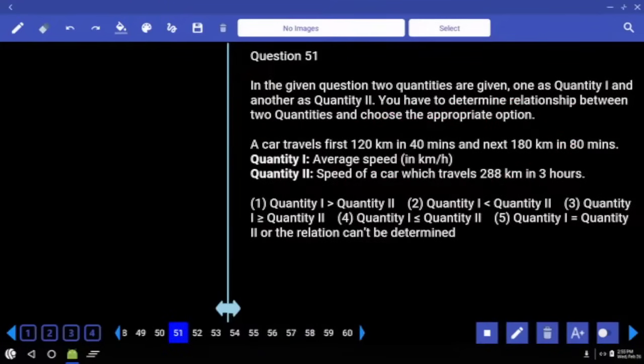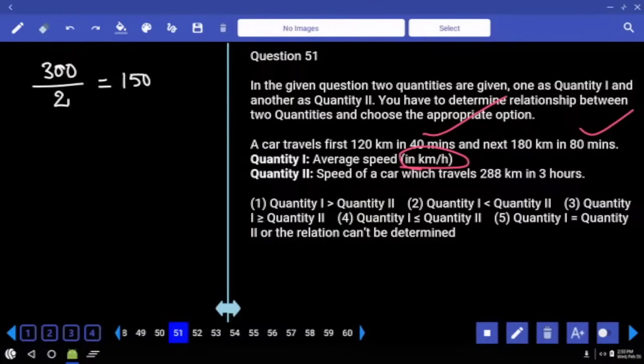Car travels first 120 kilometers in 40 minutes and next 180 kilometers in 80 minutes. Average speed. Average speed meaning total distance by total time only. But speed we have to measure in kilometer per hour. Total how many kilometers covered? 300. In how much time? 40 minutes, 80 minutes, 120 minutes, hours wise, which is equal to 150 kilometer per hour, that is Q1.